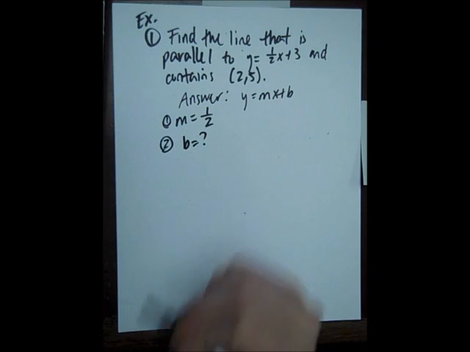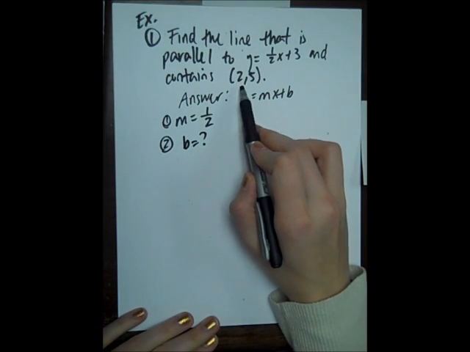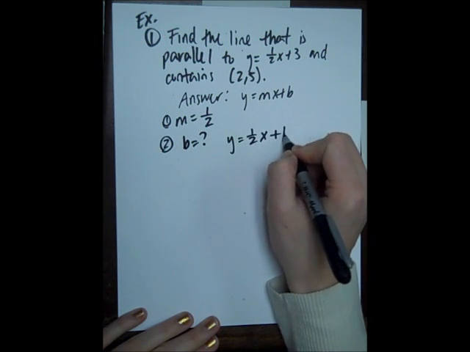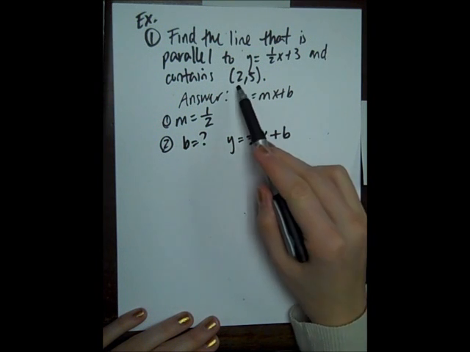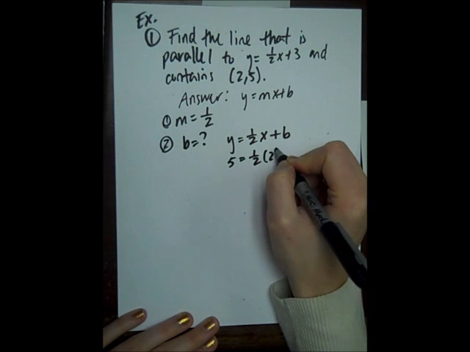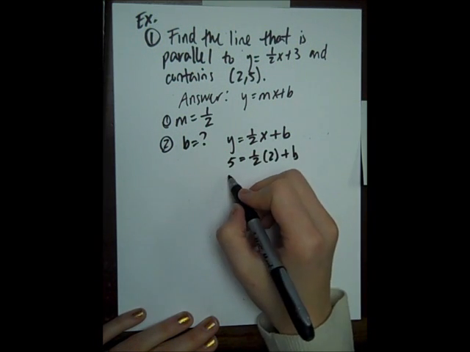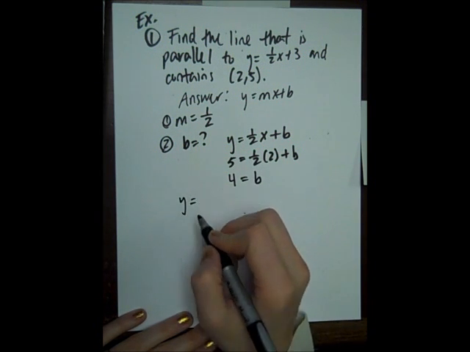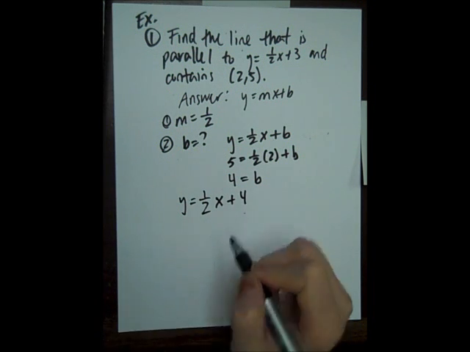Next I got to find b. B is the y-intercept. The problem does not give me the y-intercept, but it does give me a point. So to this point I know that y is 1/2 x plus b. I also know that 2, 5 is on this line. So when x is 2, y is 5. So I get 5 is 1/2 times 2 plus b. 1/2 times 2 is 1. Subtract 1 from both sides. B is 4. That tells me the equation of the line I'm looking for is y equals 1/2 x plus 4.